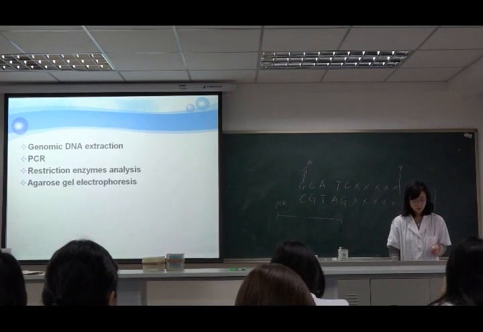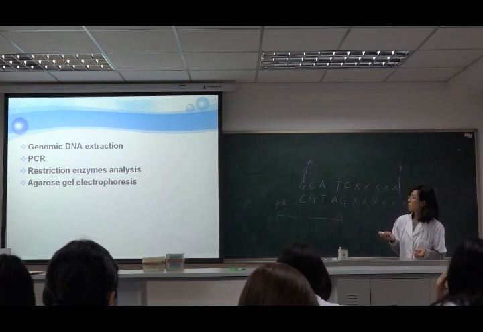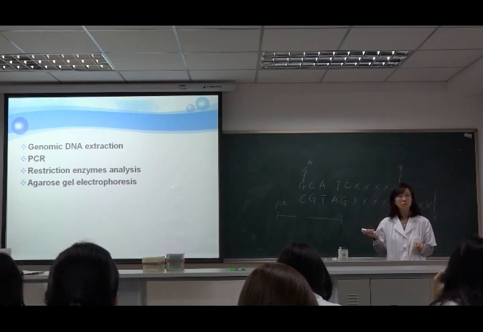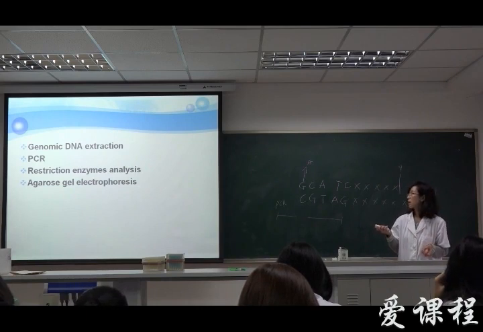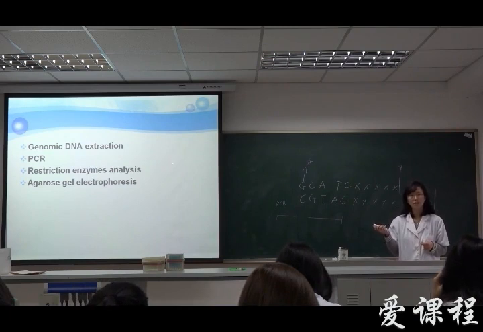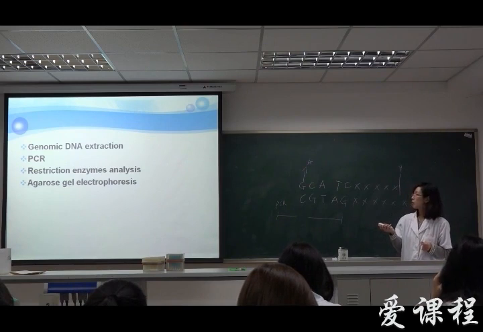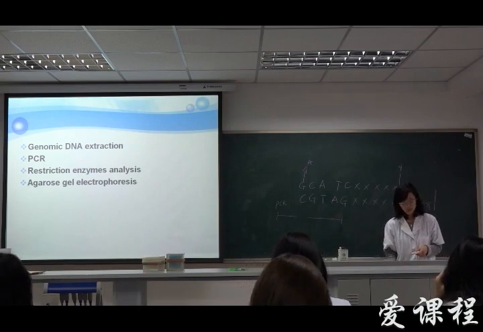And another thing I want to mention: the whole experiment we did last week and today is first genomic DNA extraction, PCR, restriction enzyme analysis, and agarose gel electrophoresis. That means if we want to diagnose a disease which has a mutation in the DNA, we should follow this procedure. The difference is that we extracted the genomic DNA from the culture cells. If you want to diagnose a disease, you should extract the genomic DNA from the blood.